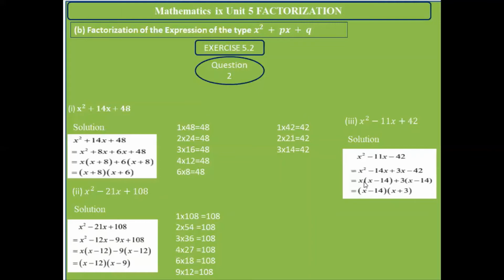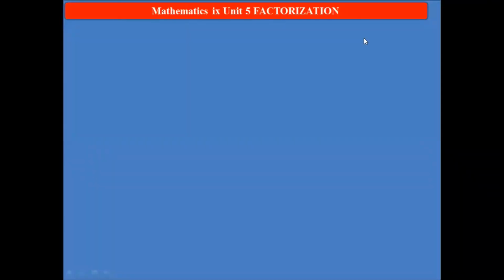So here we can take x as a common. We have x minus 14, and when I take common 3, we have x minus 14. So we are in the right direction. So here we can take x minus 14 as a common, and we are left with x plus 3. So this is the factorization of part 3.